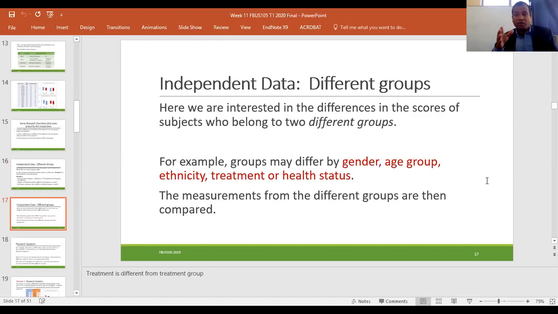So, for example, I'm talking about different groups, or independent data for the different groups. The groups could differ by gender, like male and female, age group, ethnicity, the treatment. Over here, in this case, we have an experimental group and a control group; it's a treatment or health status. So for independent data for the different groups, the groups could be divided on several bases, on several characteristics. So in this case we are clearly dealing with two different groups.